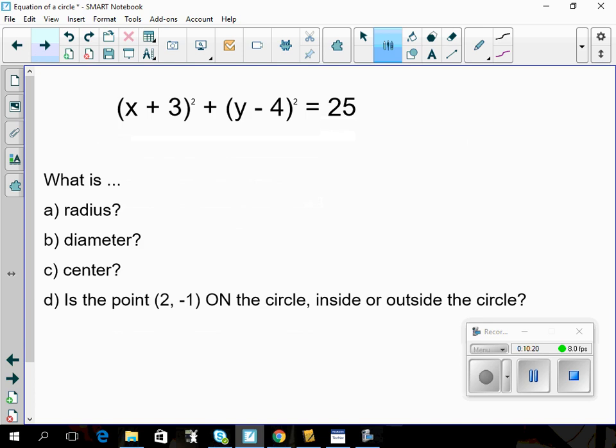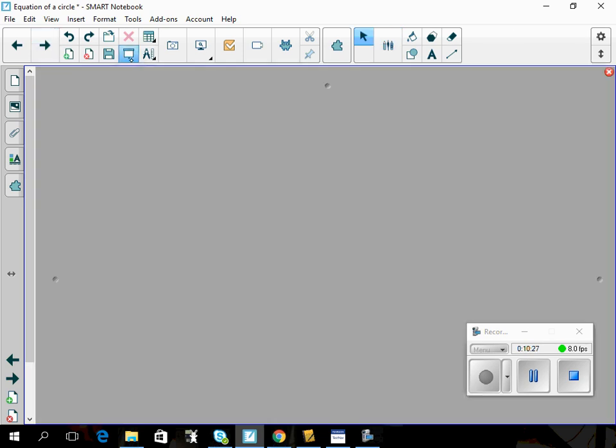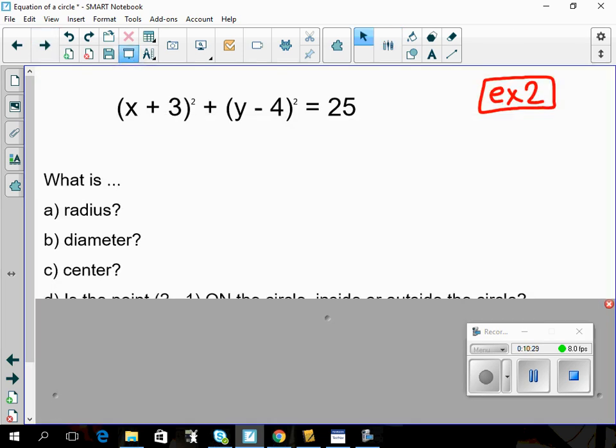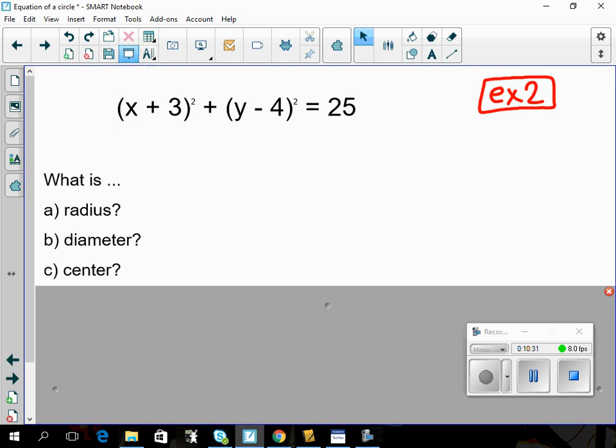This is our last, this is example 2 that I want you to put in your notes for me. I am going to cover up the last parts because that one is a little bit more difficult. But I want you to put this example. We're going to get to that question D next class, probably after our breakout in the library. We'll see.